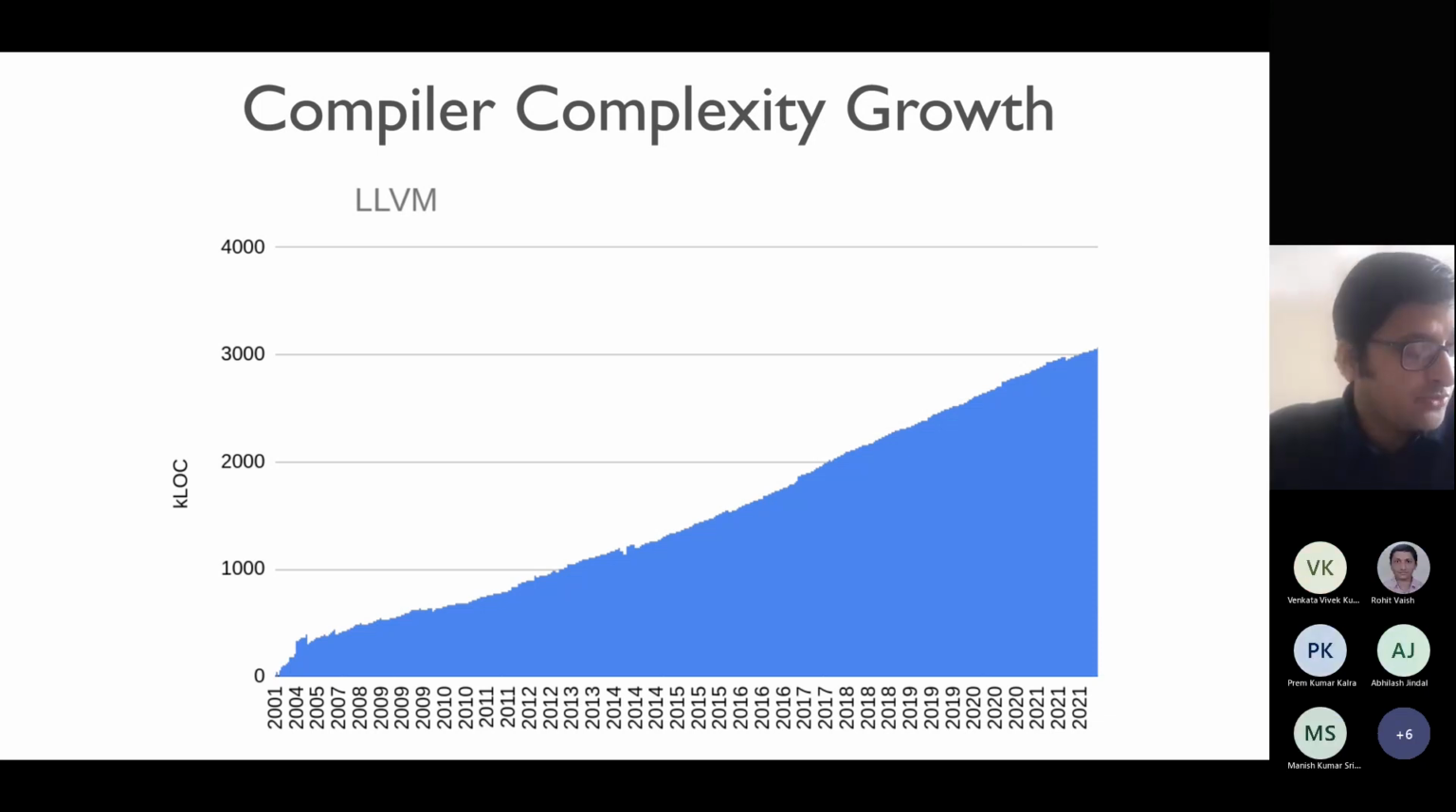Here I show the lines of code in LLVM's core components, just the core components, not the entire LLVM. The entire LLVM is much bigger. When I say core components, I'm basically looking at the include and lib directories in the LLVM source code over time. Once again, we see a linear increase in complexity in just the core components, and that is showing no signs of slowing down. The total lines of code of LLVM's core components stands at over 3 million today.